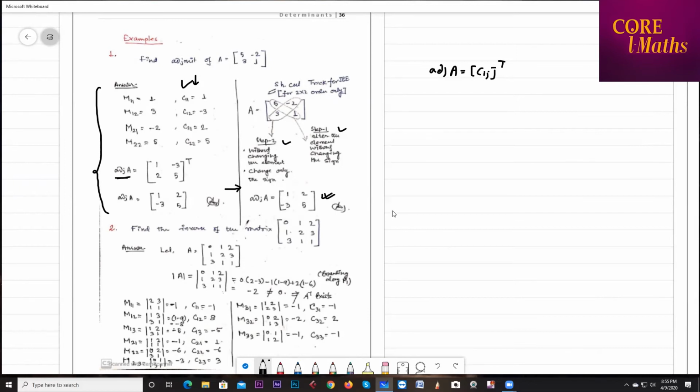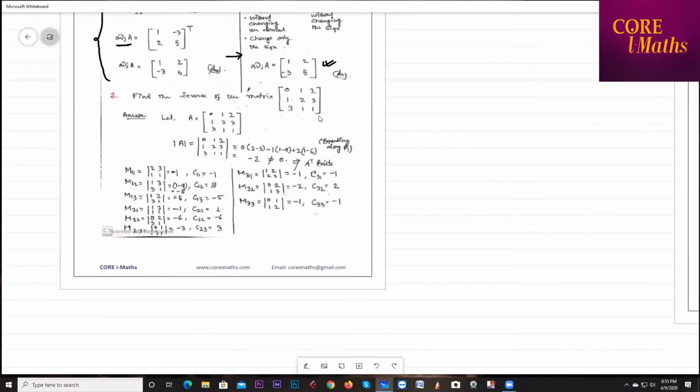Now for 3 cross 3 order, one matrix is given, let it be A: 0 1 -1, 0 1 2, 1 2 3, 3 1 1. This is the given matrix.